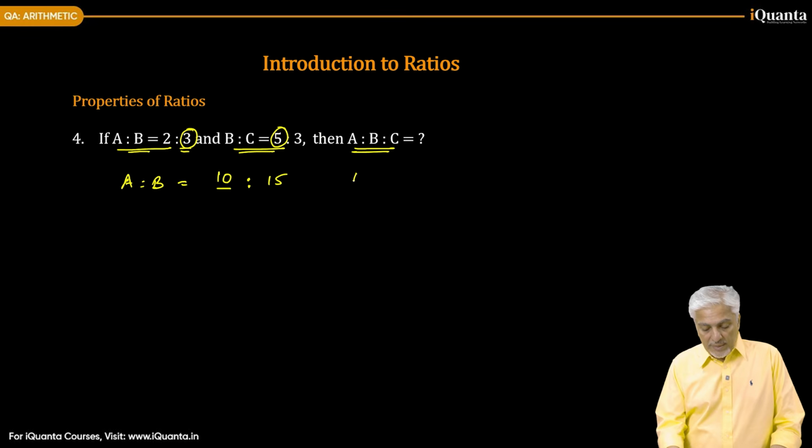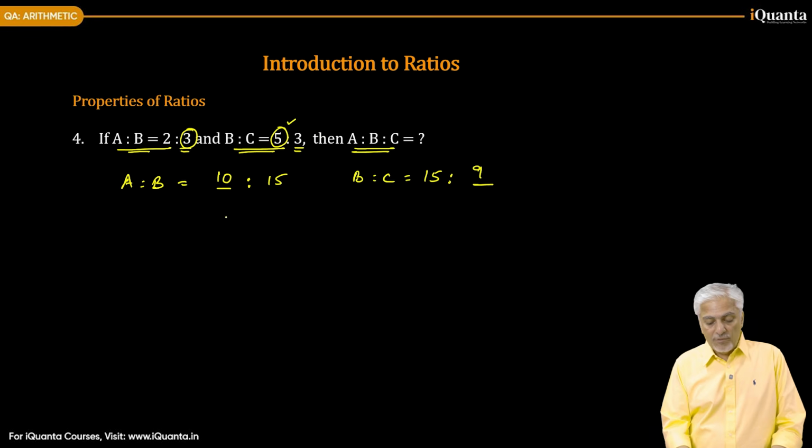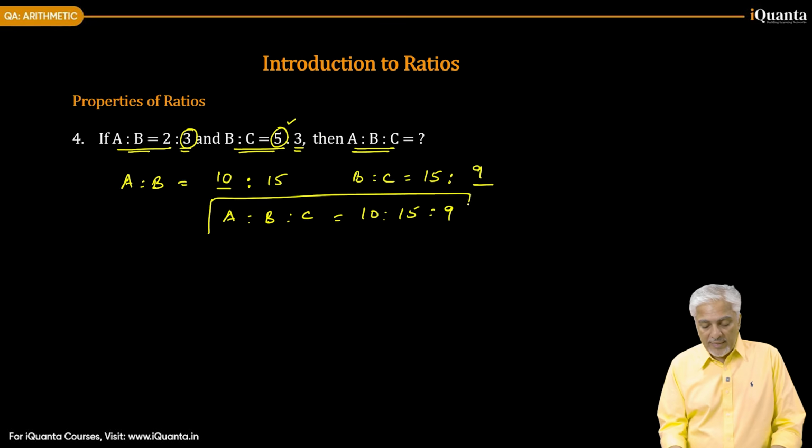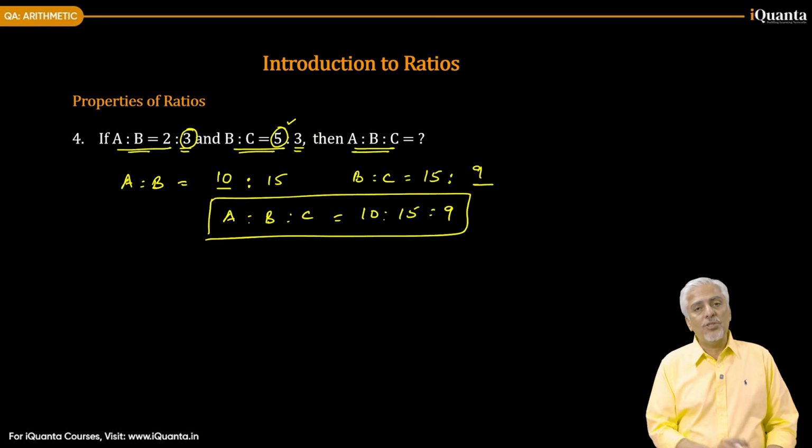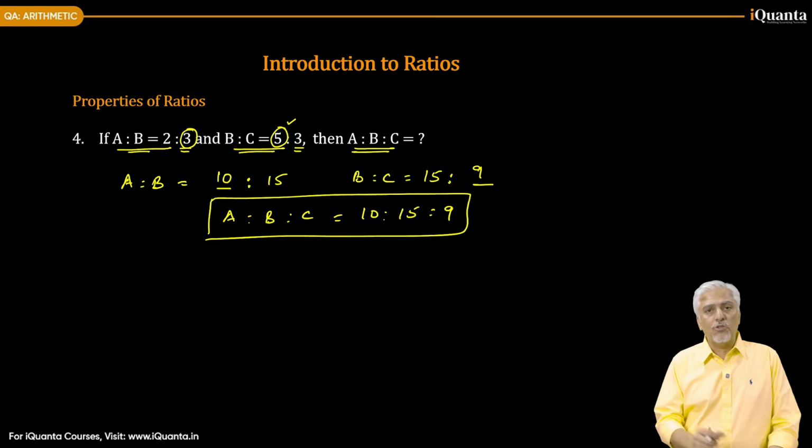Great. Same way over here, I want to make B 15. So what will C become? If I'm making B 15, I multiplied by 3. That means I have to multiply C also by 3. So this will become 9. And therefore, we'll get A is to B is to C as 10 is to 15 is to 9. And that is the ratio we'll get for A is to B is to C. This is one approach of doing it.